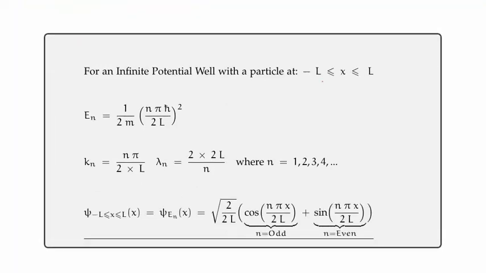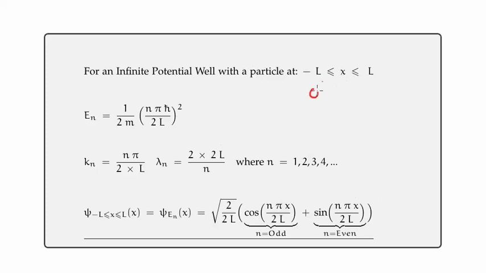Now let's consider going from negative to positive L. So the well width is twice L, which is manifested here in the energy, here in the wave number, and here in the wavelength. Notice that we don't have a boundary at x equal to 0, so we get both cosine and sine solutions, and that in the normalization constant we have the well width of twice L.